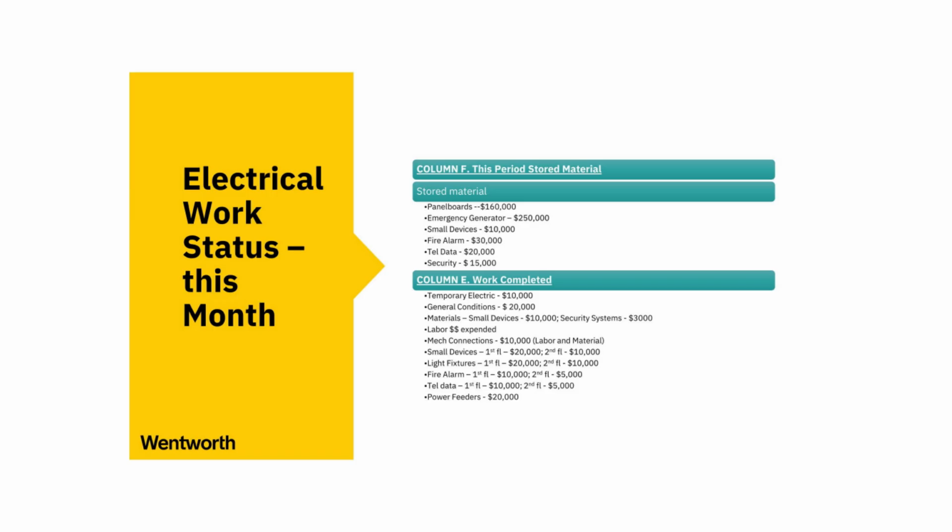Column E in this sheet shows the dollar value of work completed this period, such as labor installed on site. Column F shows the materials stored on site, but not yet installed, like panel boards, the emergency generator, and fire alarm equipment. Together, these two columns represent all the new value earned this month that will be added to the cumulative totals on the AIA form.